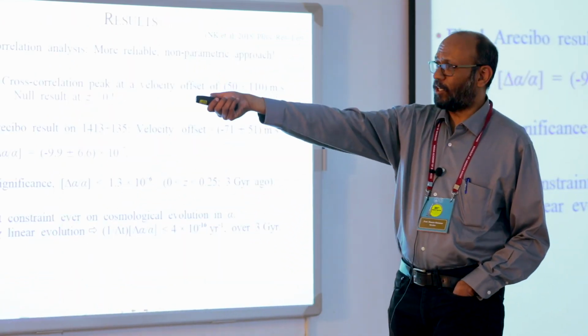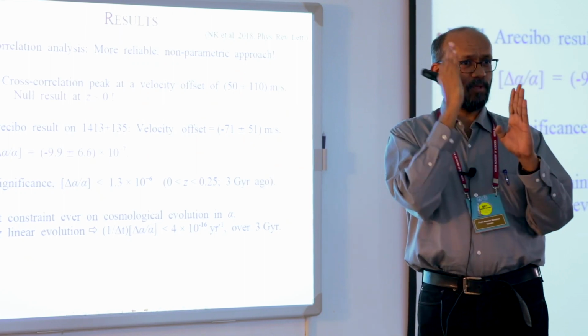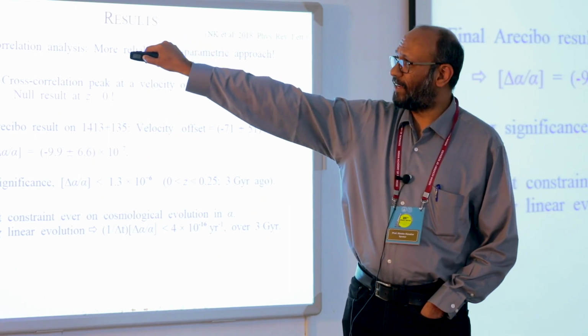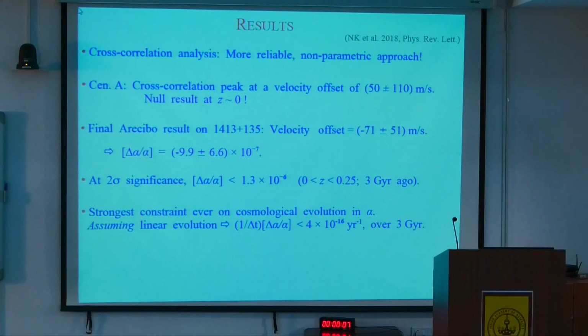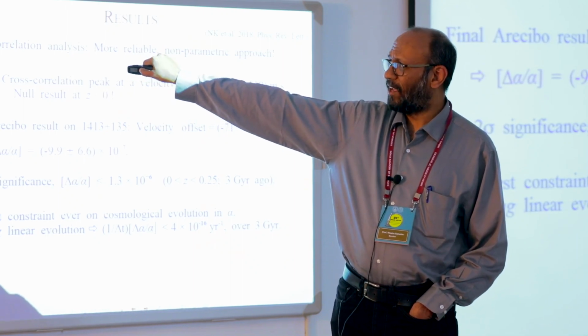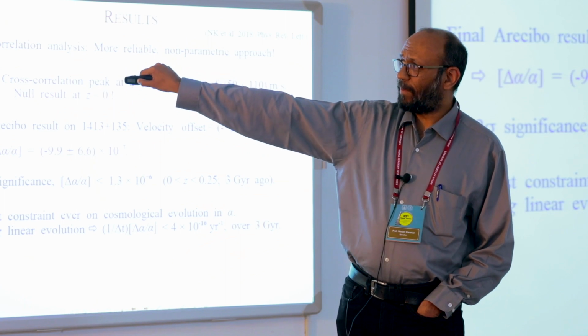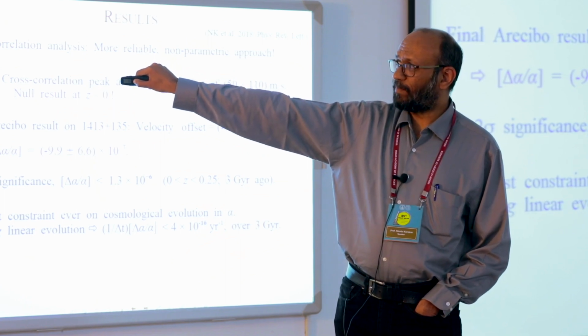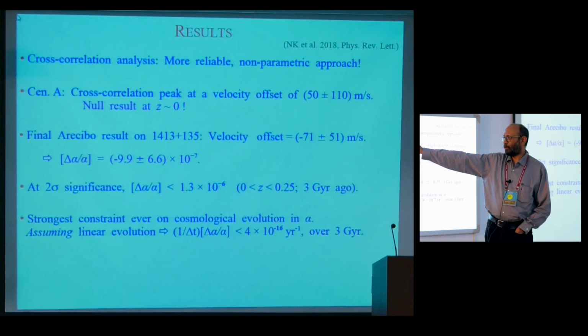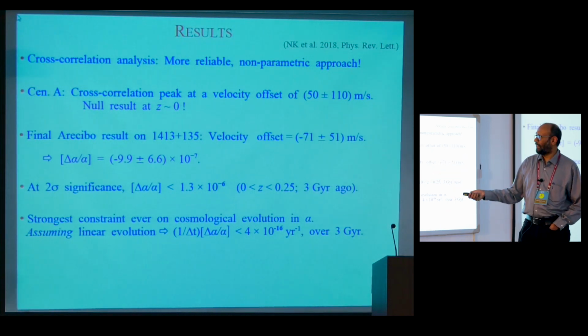So we used a cross-correlation approach because that allows us to go down to sub-channel resolution. And we applied the same approach to the Centaurus A data, the local galaxy, and we got the expected null result. And the final Arecibo result on this system gives you a velocity offset of about 70 meters per second, plus minus 50, which gives you delta alpha by alpha of minus 9.9 plus minus 6.6 times 10 to the minus 7, or a 2 sigma significance delta alpha by alpha less than 1.3 times 10 to the minus 6 over about 3 billion years. And this is the strongest ever constraint on cosmological evolution.